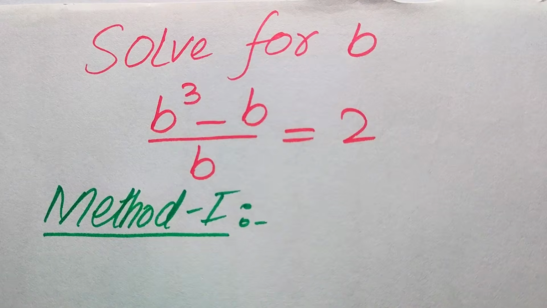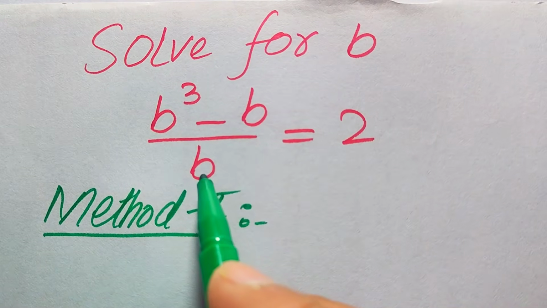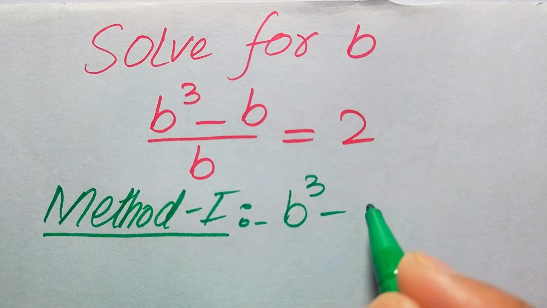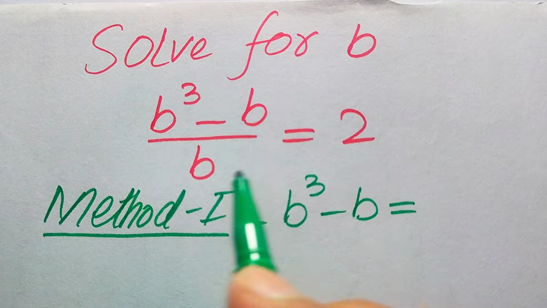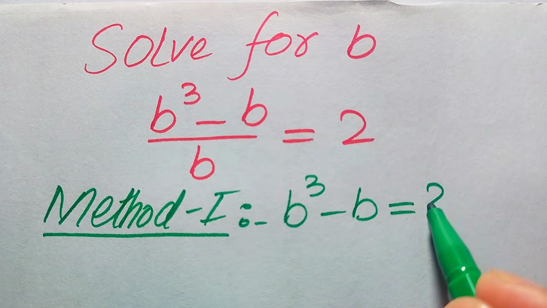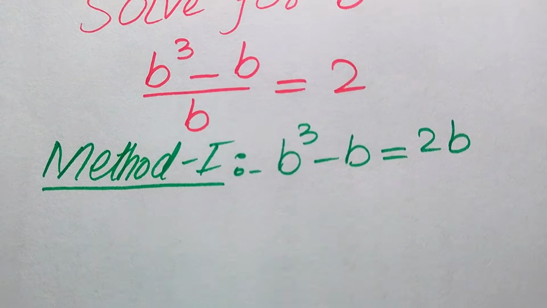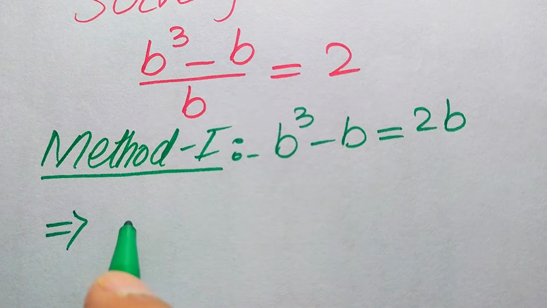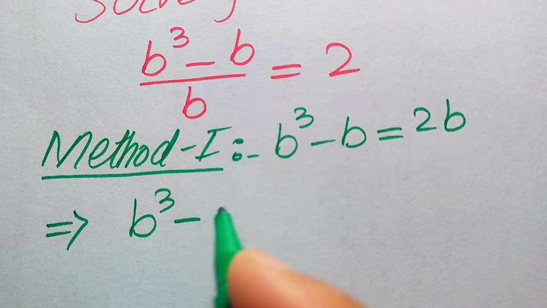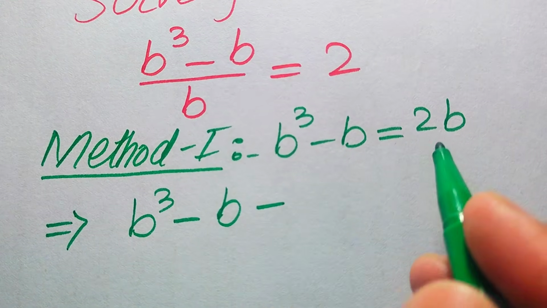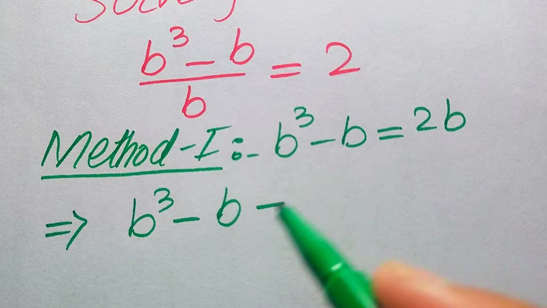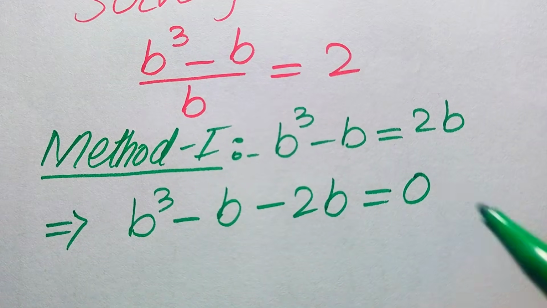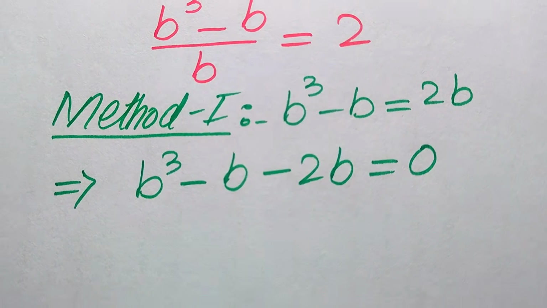So we move toward the solution of this problem with the first method, and here we move the value b from the left hand side to the right hand side, and it becomes b cubed minus b is equal to, when we multiply it by b, 2b. Further, in the next step we need more simplification, and it will be written as b cubed minus b, and here we again move 2b from the right hand side to the left hand side, and it becomes minus 2b, and this whole equation is equal to 0.